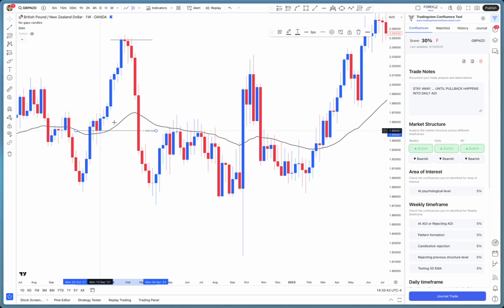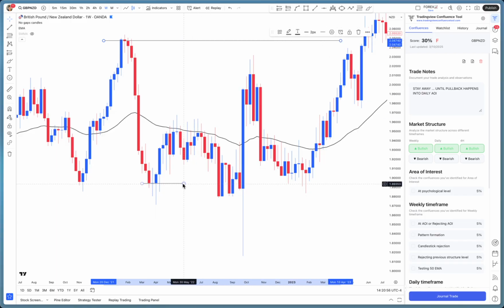Okay, so we're bullish, then we switch, we break below, we go bearish. Okay, this is our lower high, and this is our lower low. Okay, so at what point do we break above, or do we break below our structure?